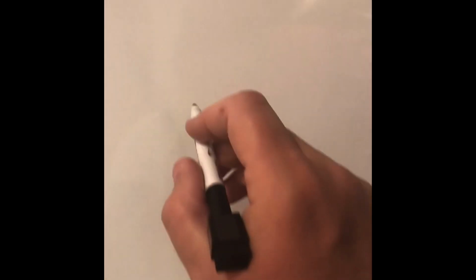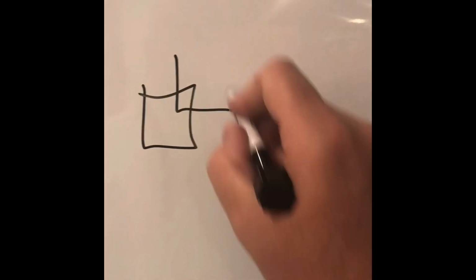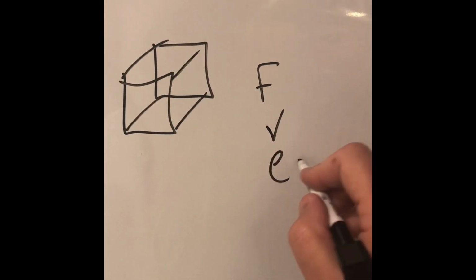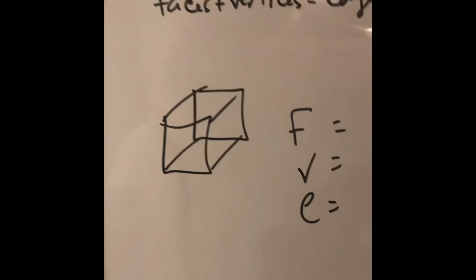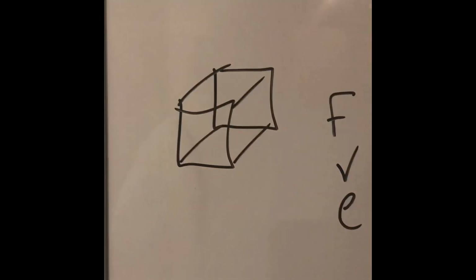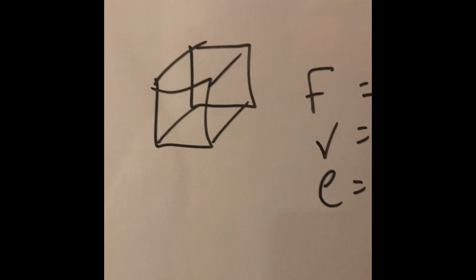So for instance, if we did one of those rectangular prisms, F, V, E, I can show you. Look, you want to count? Okay, number of faces. Front and back, that's 2. Left and right, that's 4. Top and bottom, that's 6.